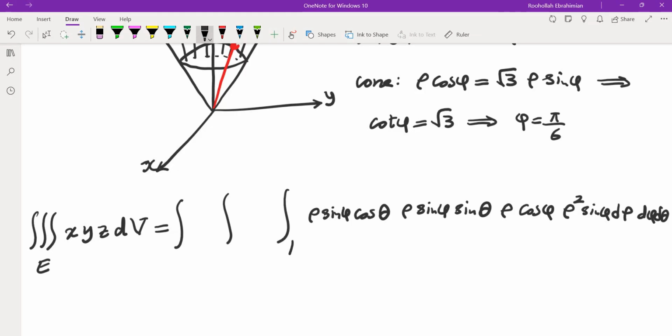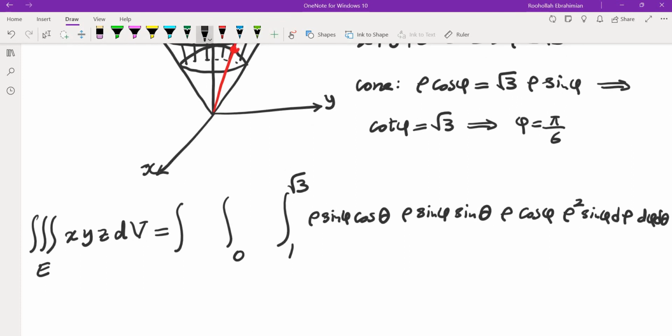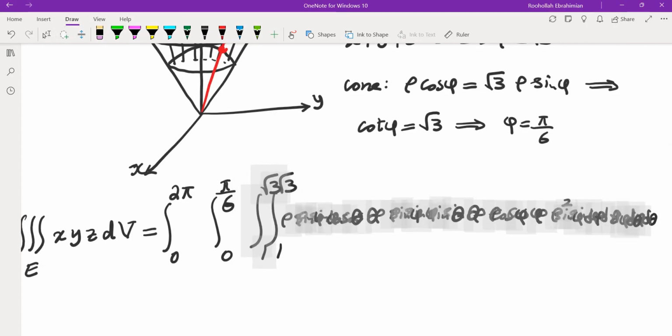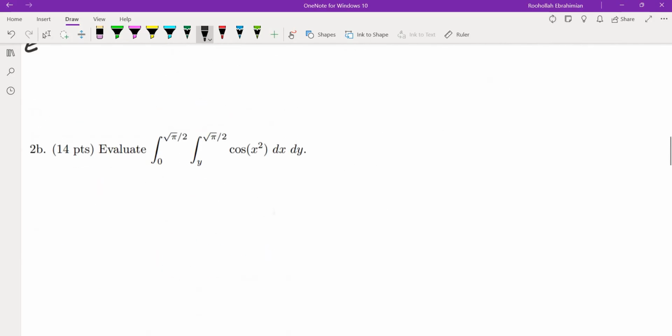And then limits of integration. Rho goes from 1 to root 3, as we had the discussion earlier. Phi would go from 0 to pi over 6. And theta would go from 0 to 2 pi because we have points in all quadrants. So this would be our answer, and they said do not evaluate, so we're just going to leave it like that. Okay, so let's now move on to another problem.